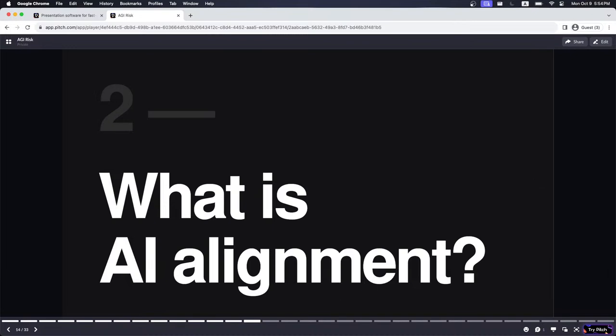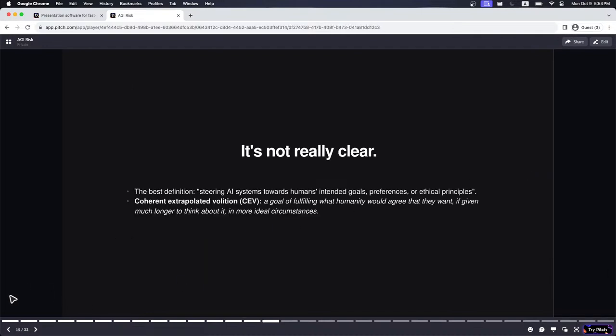So what can we do about all this? Well, there's been a field in development for the last 20 or so years called AI alignment. What is AI alignment? It's not really clear. There's no solid definition for what it actually means for an AI to be aligned. The best one we have is steering AI systems towards humans' intended goals, preferences, or ethical principles.